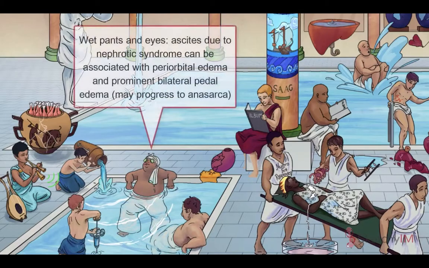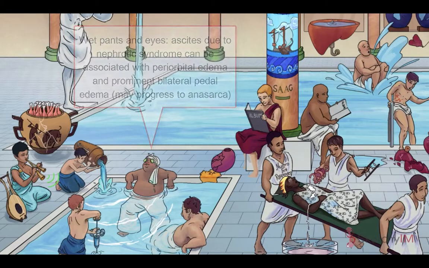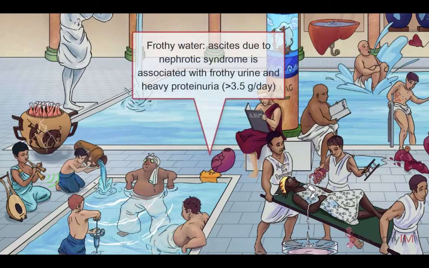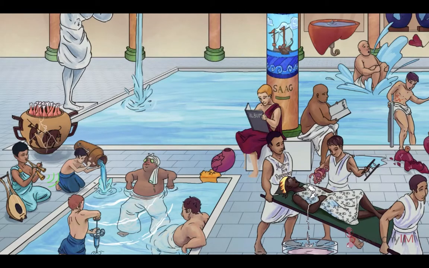Patients with nephrotic syndrome typically present with periorbital edema and prominent bilateral pedal edema, which may progress to anasarca. Patients may also have frothy urine due to high levels of proteinuria. Patients with nephrotic syndrome have a protein level in their 24-hour urine collection greater than 3.5 grams, and patients usually undergo a renal biopsy to determine the specific cause. For more details on the clinical manifestations and diagnosis of nephrotic syndrome, check out our dedicated sketch in the nephrology chapter.